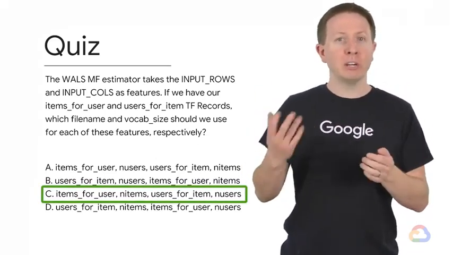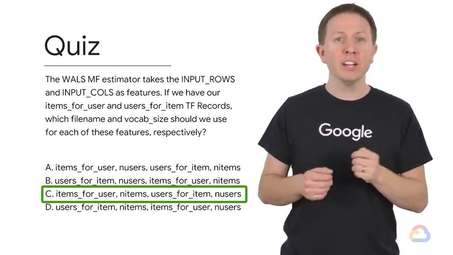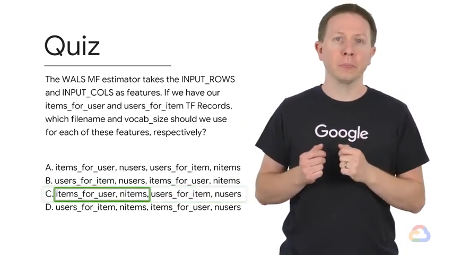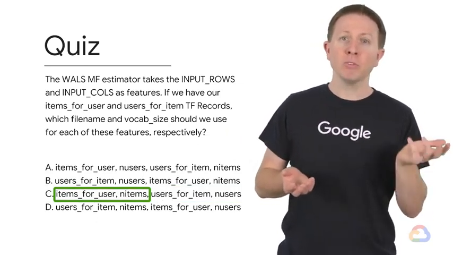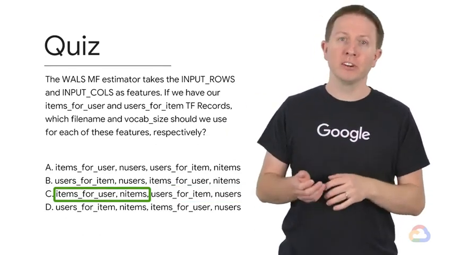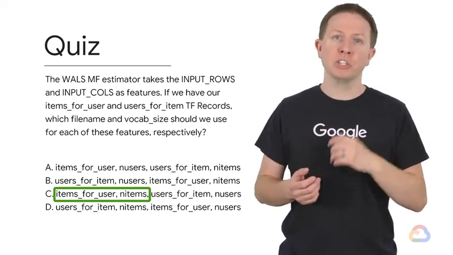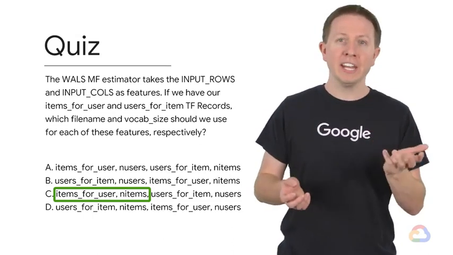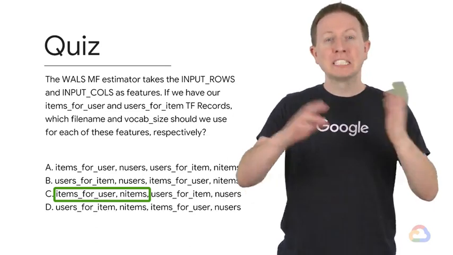Remember, our user item interaction matrix has shape number of users by number of items. Therefore, there's a row for each unique user and a column for each unique item. Thus, when looking at the input rows feature, it will be a batch of rows from our dataset. This means we should be using the items for user TF record, since there will be multiple items for each unique user. The vocab size, which is used for the indices of our sparse tensor for the input rows feature, will be n items, because each unique user will have interacted with a subset of items from the entire item inventory or vocabulary.